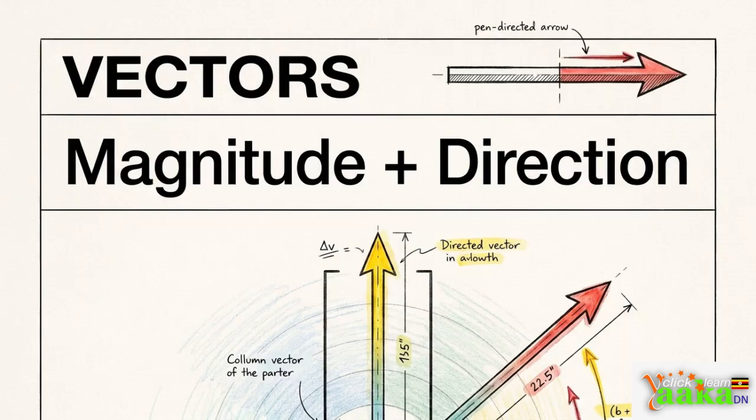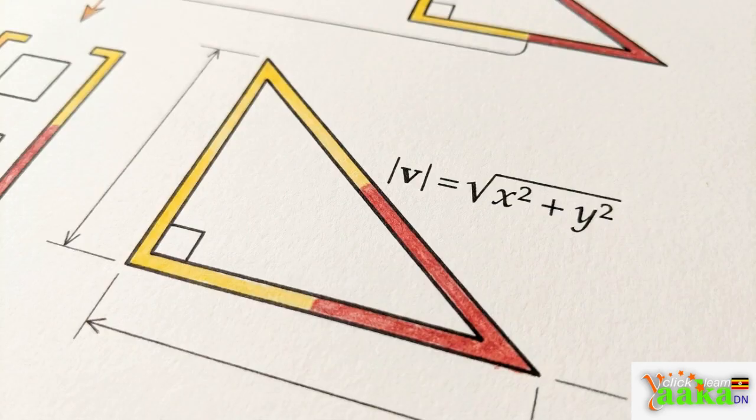Let's review. A vector requires both a magnitude and a direction. We write them in column form to track horizontal and vertical changes, and we calculate their physical length using Pythagoras to get a strictly positive magnitude.